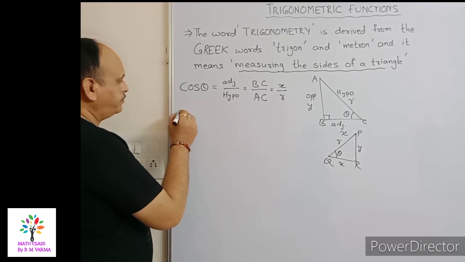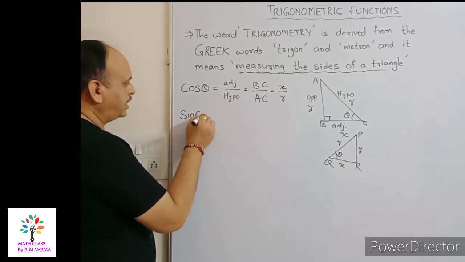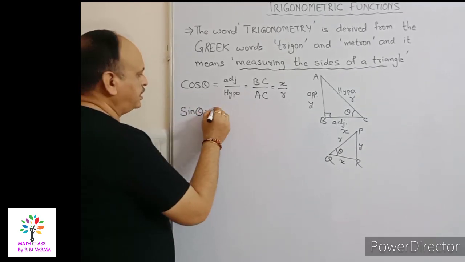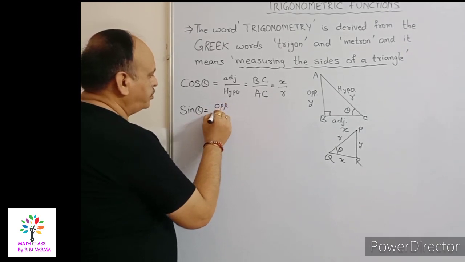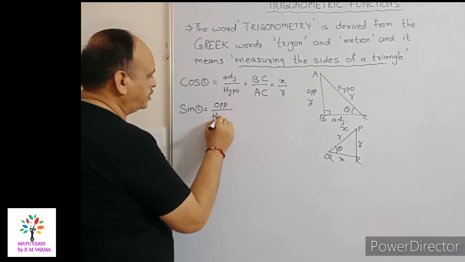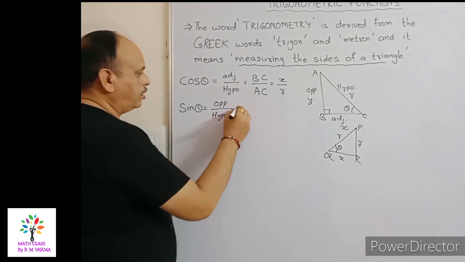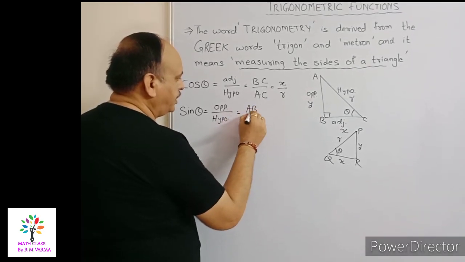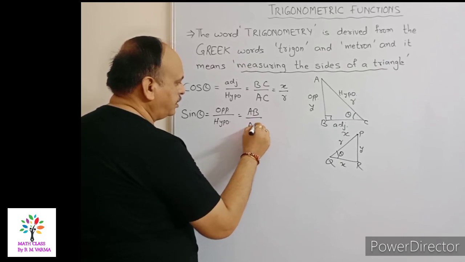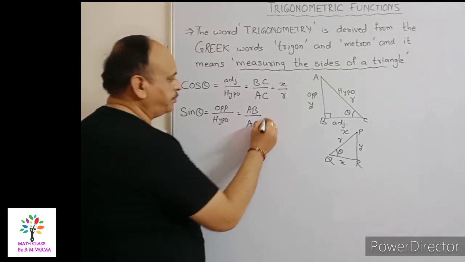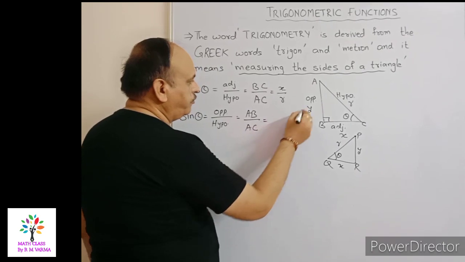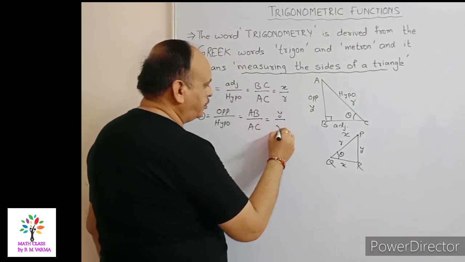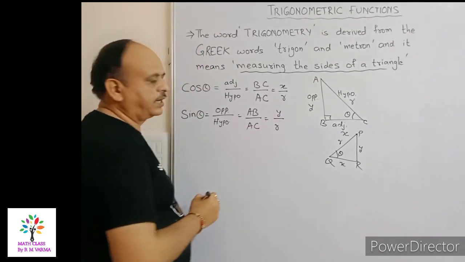Now the second one, sine theta. Sine theta is opposite side upon hypotenuse. Now the opposite side in this triangle is AB upon AC. AC is the hypotenuse. AB we write as y upon r. So we can write like this also.